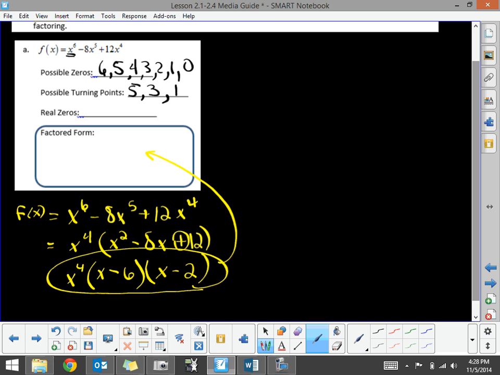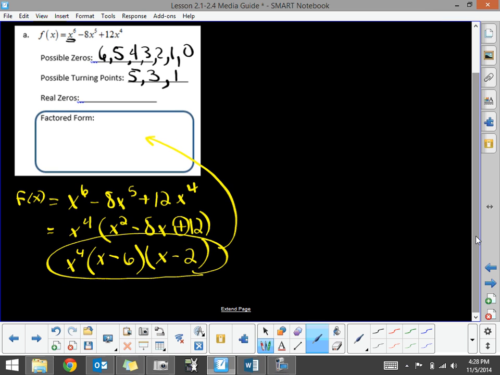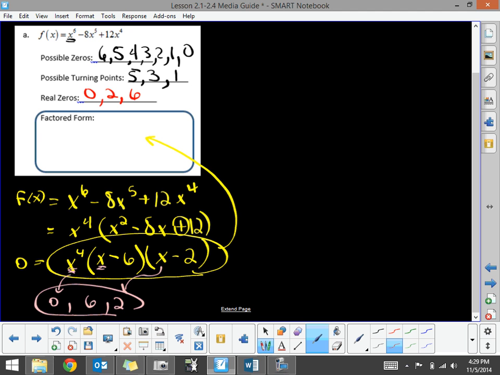And then the real zeros that we have: what are the values of x that will create an output of 0? So that's if x is equal to 0. And when x is equal to 6, and the last one is when x is equal to 2. So our zeros are 0, 6, and 2. If I put them in order, it just goes 0, 2, 6. So that's 3a.